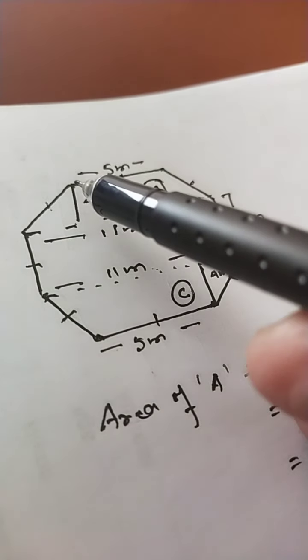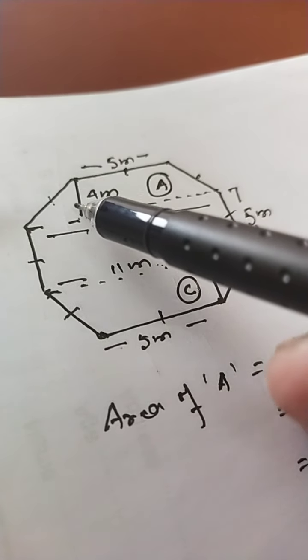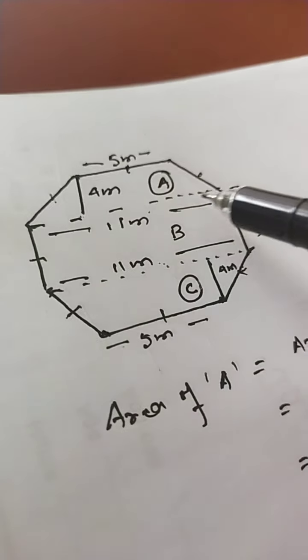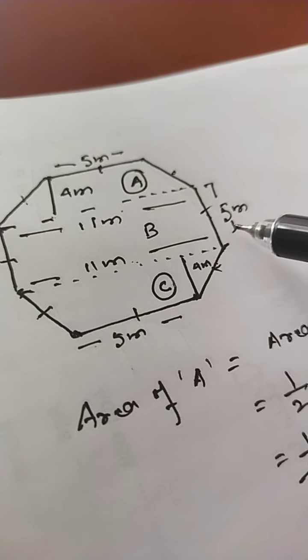Now according to the figure, all these measurements are given. See, this measurement is given as 4, this measurement is given as 11, and all the other sides are given as 5.